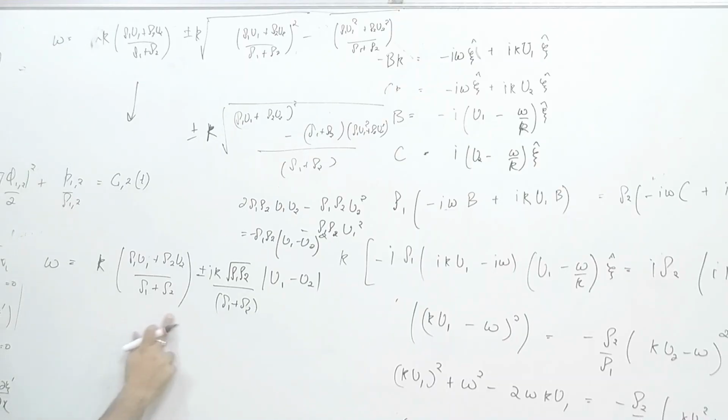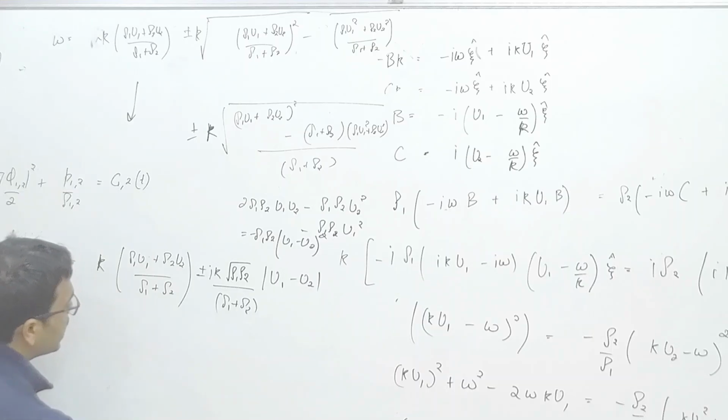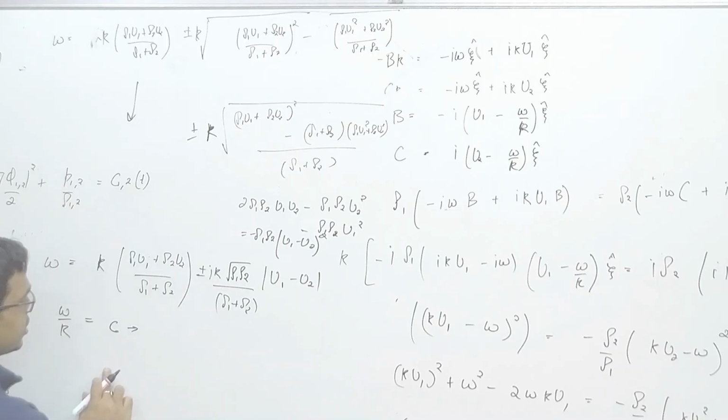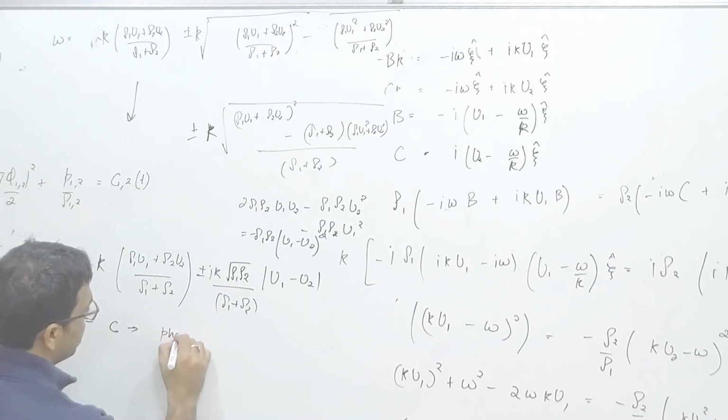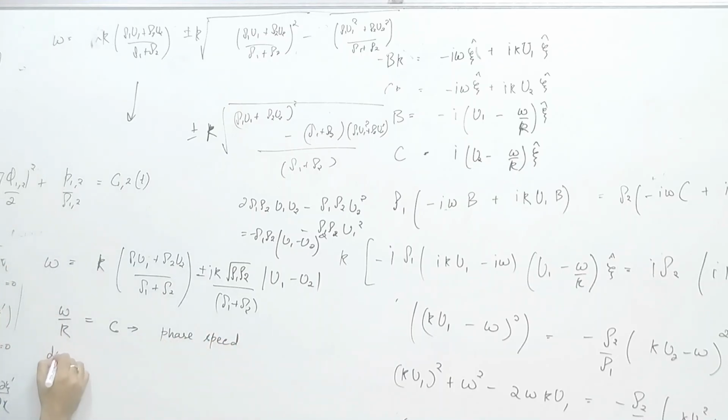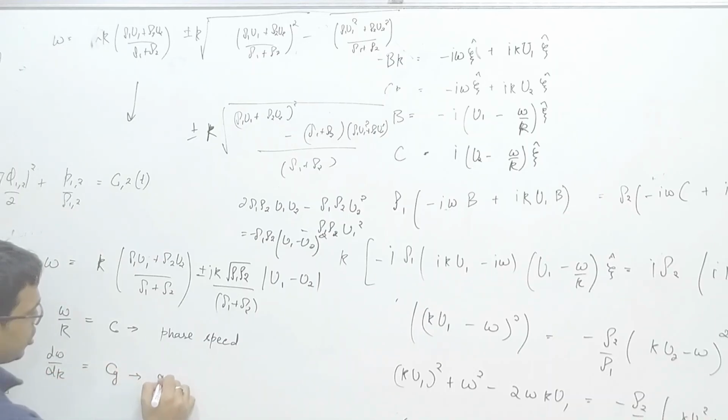So, now you see the expression of omega. If you have this expression of omega, you can interpret it more physically if you have an expression for omega by k. This omega by k we call c, which is which velocity for waves? Wave velocity, technically phase speed. There is a group velocity also, d omega by dk. You can call it cg, which is the group speed.